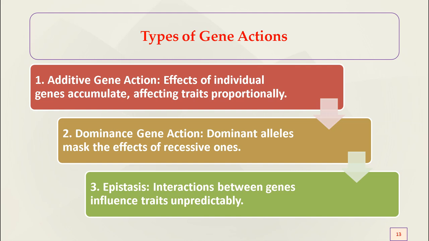What are all the types of gene actions? One is additive gene action, where the effects of individual genes accumulate, affecting the traits proportionally. Here the effects get added. In dominance gene action, the dominant alleles mask the effect of the recessive alleles. Both of these exist. Then epistasis is a process of interaction between genes that influences the trait in unpredictable ways.